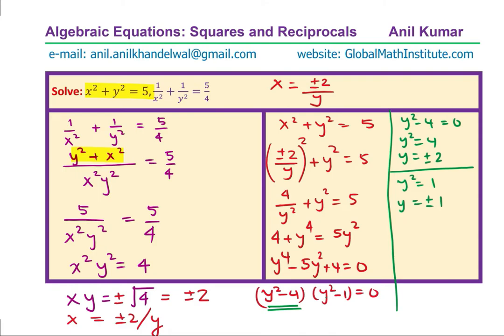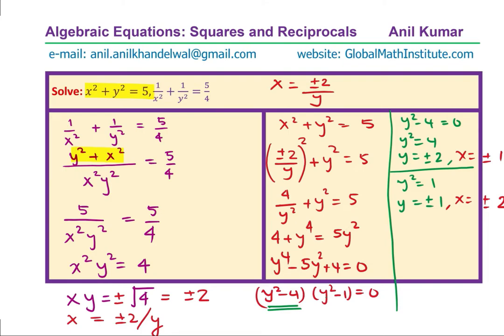Substituting this value for each, we can find the x value, and x being plus minus 2 divided by y. Correct? So 2 divided by 2 will give us 1, and therefore if I write y equals plus minus 2, then the x value will be what? Well, in this case, x value will be plus minus 1, and in that case, x value will be plus minus 2, right? So these are 4 solution sets for you.